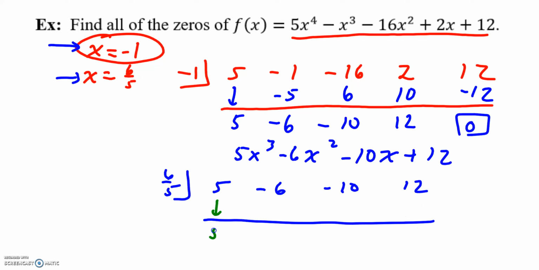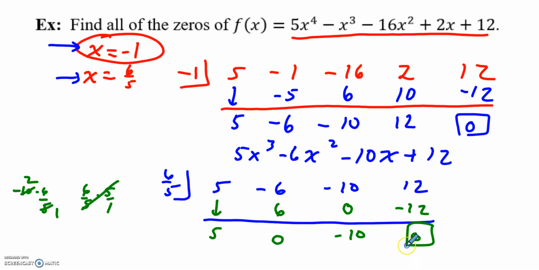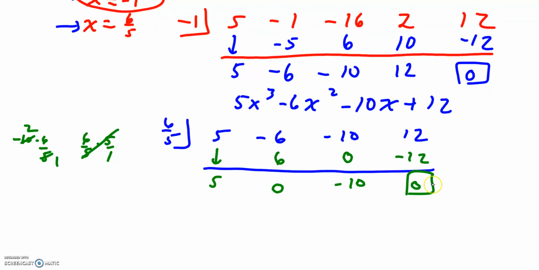Bring down the 5, multiply 6/5 times 5 over 1 and get 6. Combine down, 0 times this is 0. Combine down, get -10. -10 times 6/5. 5 goes into 10 twice, so that's -12. And again, I combine to be 0. So I have another remainder of 0, which means this polynomial ends up being a degree lower than the previous. So because this was a cubic, this is now 5x squared plus 0x minus 10.